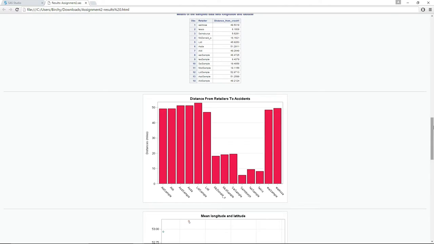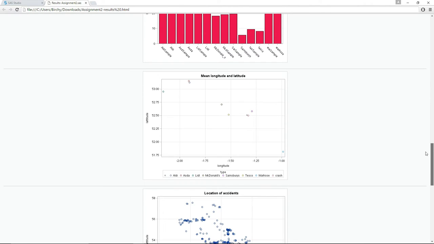To help visualise the data further, an SGplot was created to show the locations relative to the accidents. The grouping of retailers around the accidents is apparent. If you consider the graph as here being north and here being south, it shows that generally Asda, Lidl and Aldi have their mean locations much further north than McDonald's, Sainsbury's and Tesco, while Waitrose has their stores much further south.